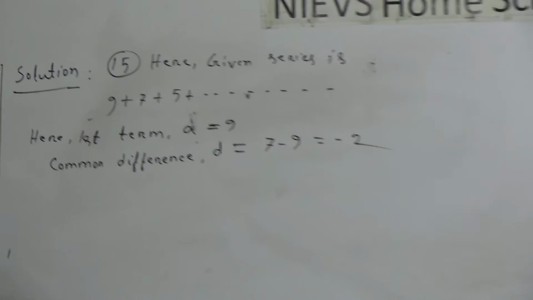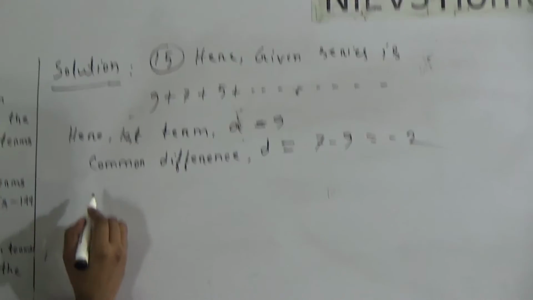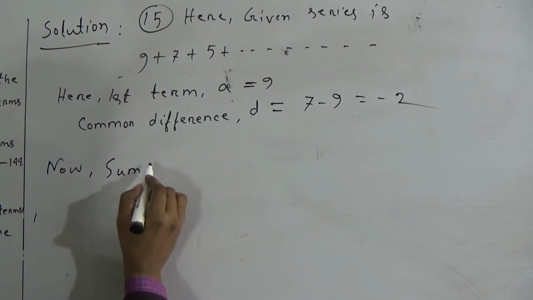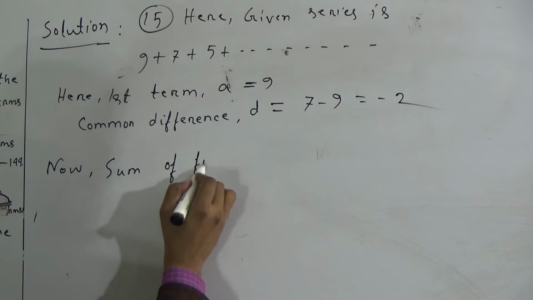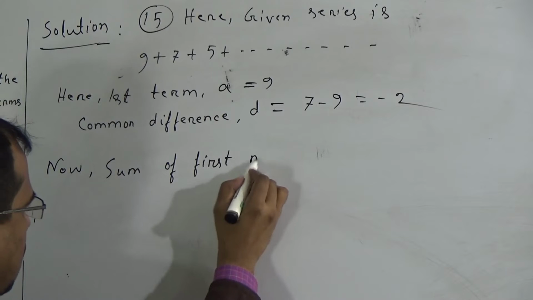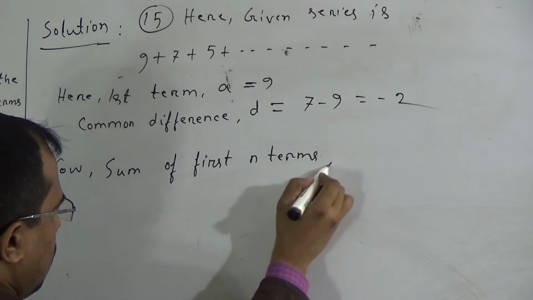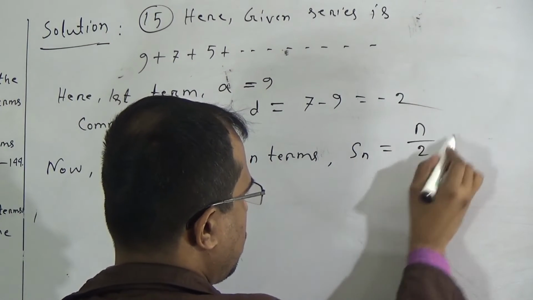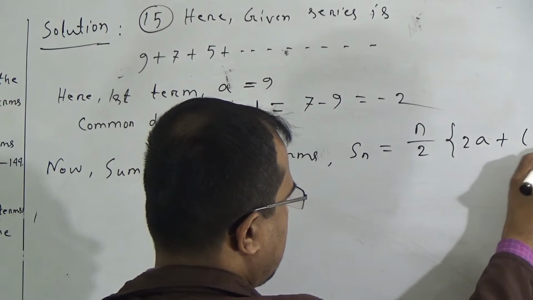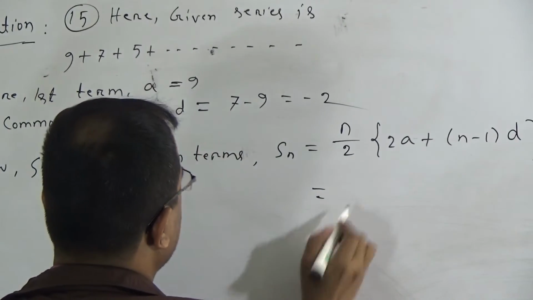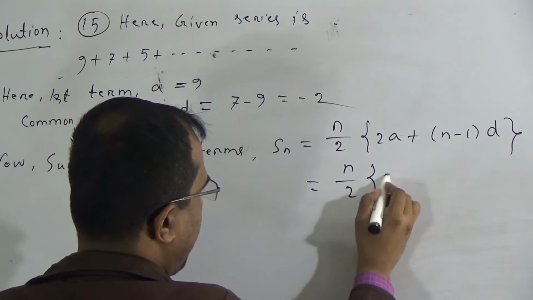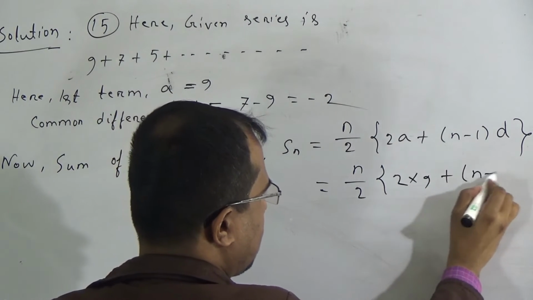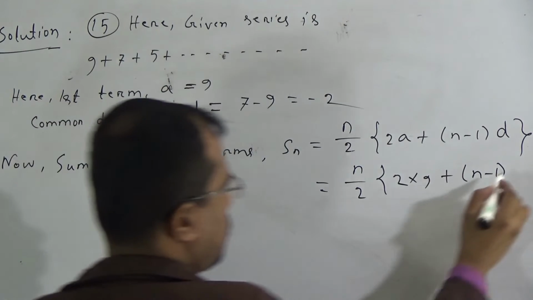Now sum of first n terms. We will define sum of first n terms by Sn, and Sn equal to, we know the formula, n by 2 into 2a plus n minus 1 into d. Here first term a, value of first term a is 9, so that instead of a we will write here 9 plus n minus 1 into value of d is minus 2.